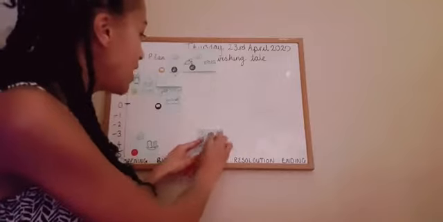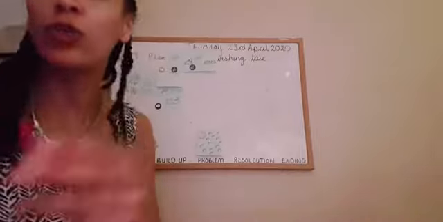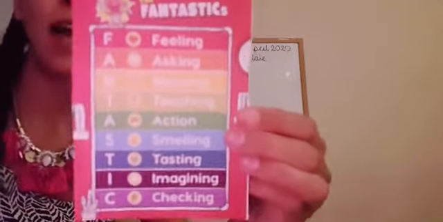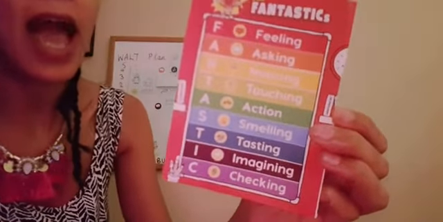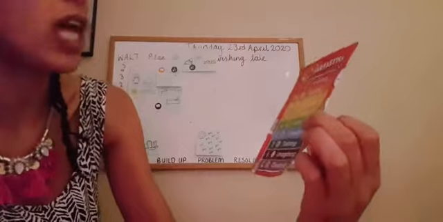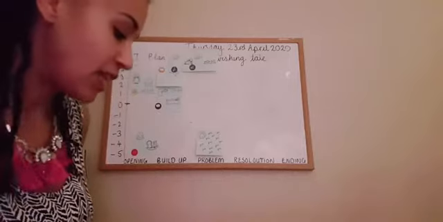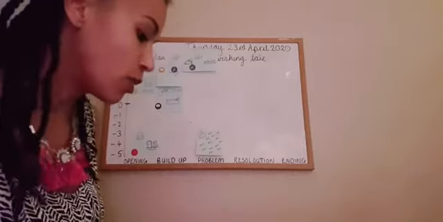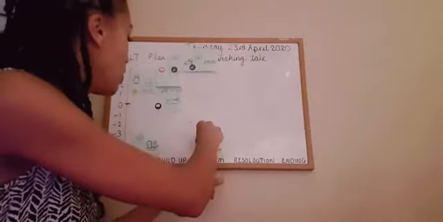So I'm going to pop that down as a -5. I wonder which one of our fantastics we could pop on there. A feeling, an action, a noticing, an asking, a touching, smelling, tasting, imagining, or checking. I think that would be a noticing. She woke up in the morning and she's noticed there are far too many fish in the kitchen, and it's definitely a -5. So I'm going to pop on there another one of our noticing plot points.